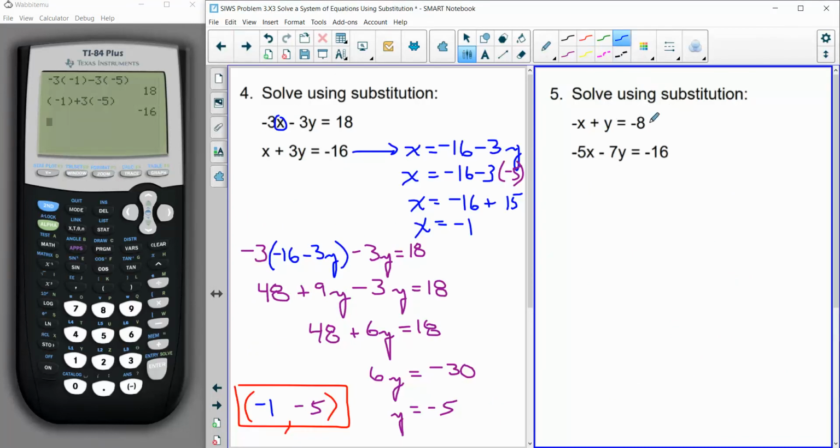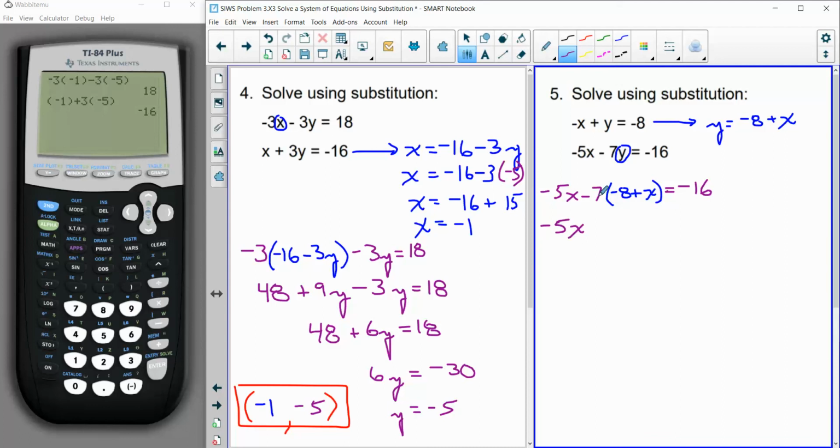I think what I'm going to do this time, I'm looking at this positive y right here. If I just get that by itself, if I just add x to both sides of this equation, I'd get negative 8 plus x. And then now I know that y is negative 8 plus x. So I'm going to solve this equation. Here we go. Negative 5x minus 7 times y, which is negative 8 plus x, equals negative 16. Got to solve this equation, figure out what x is. Man, there's some stuff we got to be able to know how to do here. Be able to solve some equations.